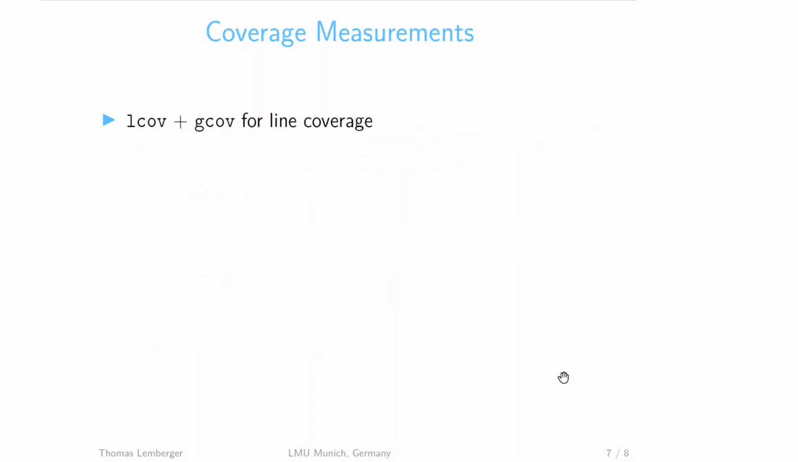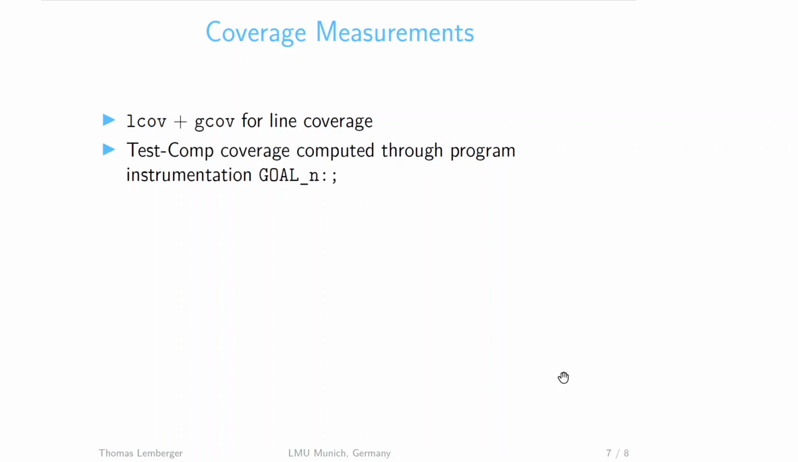We measure coverage with LCOV and GCOV, which provides us a very good tool for line coverage. But we want to have branch coverage and coverage for the reach error calls in coverage error categories. So we use our own instrumentation. We add labels goal_1 to n for n different goals to the program before test execution. And then we use LCOV and GCOV to measure the coverage of these goals in the program.